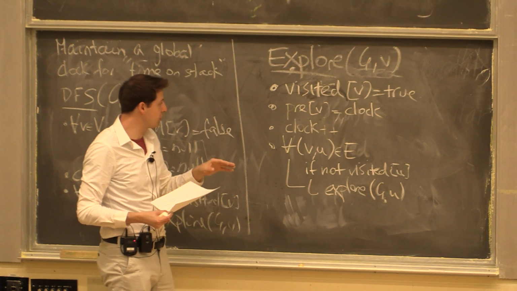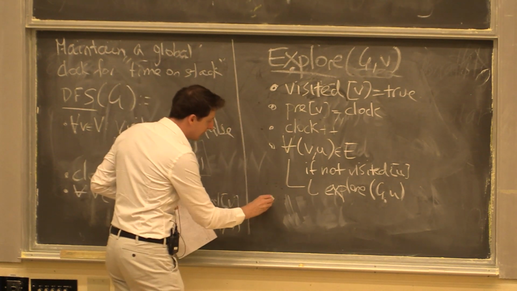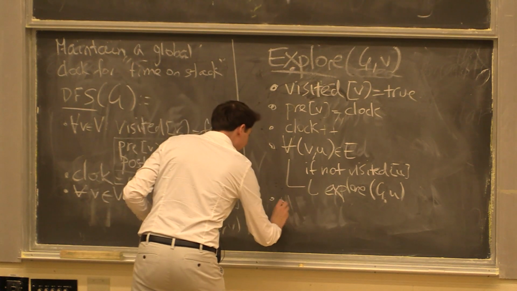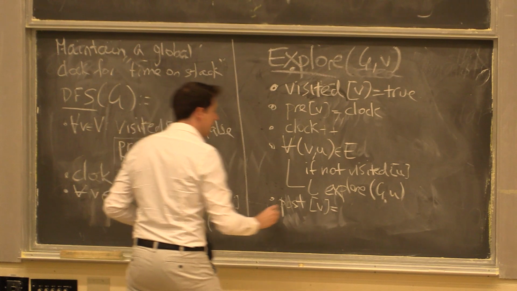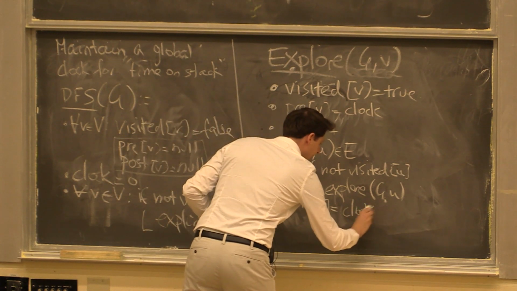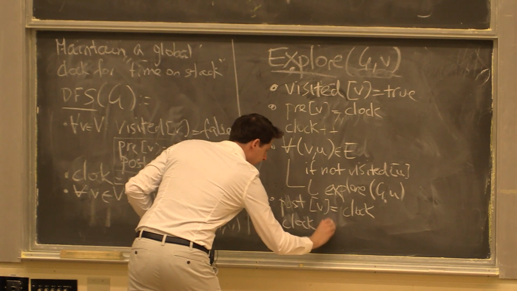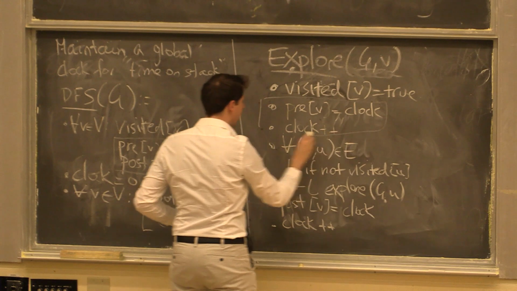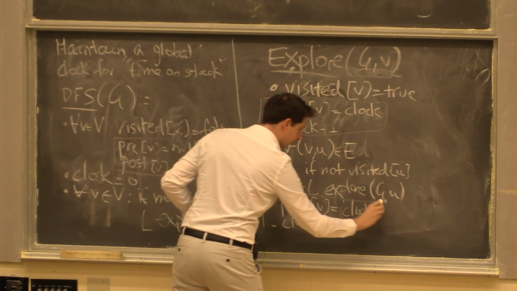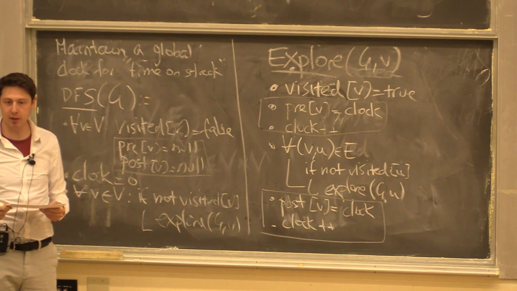OK? And now, whenever we're done with all of the outgoing edges, having explored all of the not visited vertices reachable from v, we would return back to the caller, right? Now, we should remind ourselves that we wanted to keep track of intervals, right? So first, we're going to say post of v is clock, and we're going to increment it, right? And if you notice, these two additional lines keep track exactly of how long v was on the call stack.